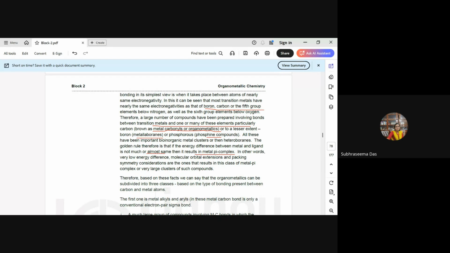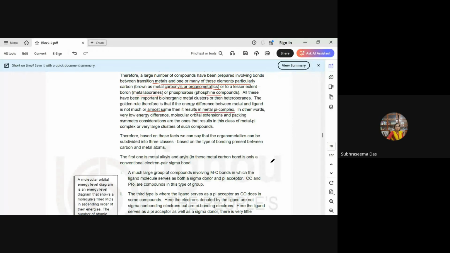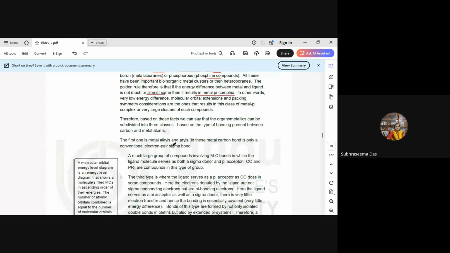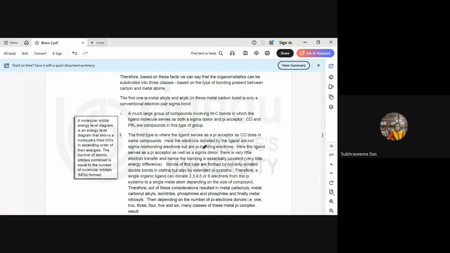So based on these facts we can say that organometallic compounds can be further divided into three classes. The first one is the metal alkyls and metal aryls, that is the metal-carbon bond with only a conventional electron pair sigma bond. Then a much larger group, that is the CO we talked of. The third group is the ligands which serve as a pi acceptor, as CO does in some types of compounds.